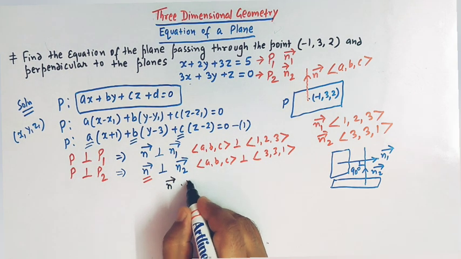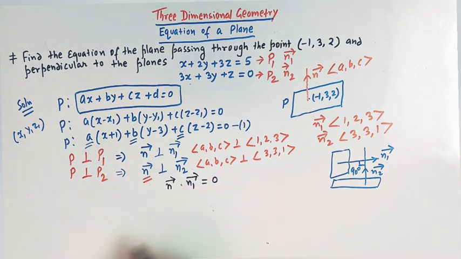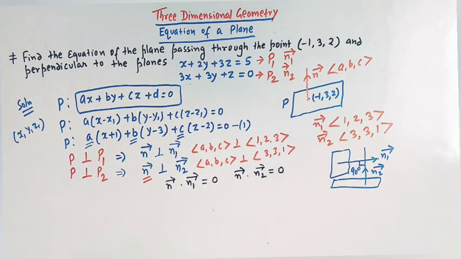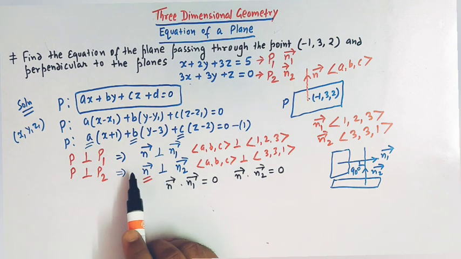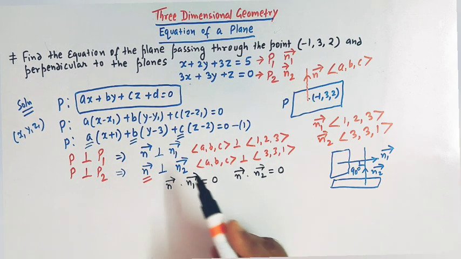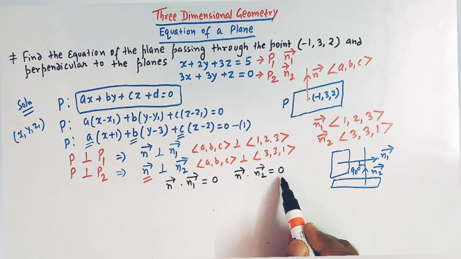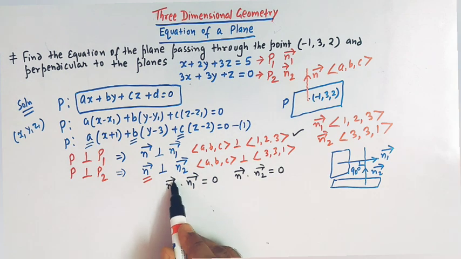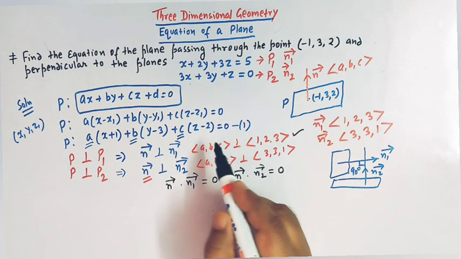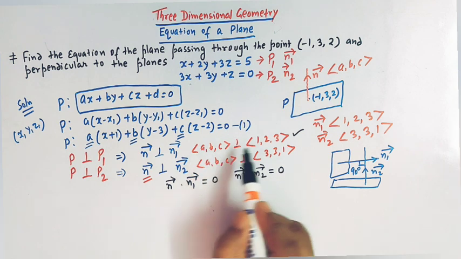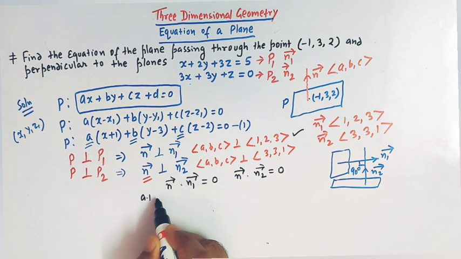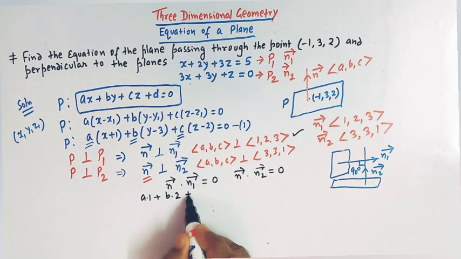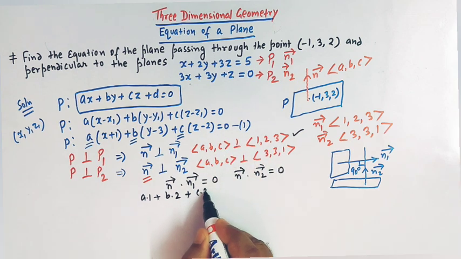So n dot n1 must be equal to 0, and n dot n2 is also equal to 0, right? So from vector algebra, we know that when two vectors are perpendicular, then their dot product must vanish, right? So here first we'll take this one, that is vector n dot vector n1 is equal to 0. So we'll multiply a with 1, that is a multiplied by 1, then we have b times 2, and then we have c times 3, right?